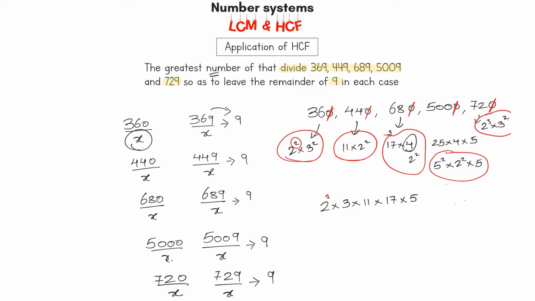What is the lowest power of 3? I don't see any 3 here, so I can assume the lowest power of 3 to be 0. Lowest power of 11, 0, because I cannot see 11 anywhere. 17, 0, and 5 is again equal to 0 because it is not there. The answer comes out to be 4.